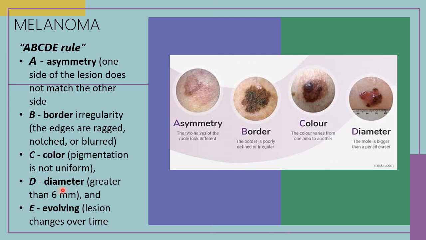The letter D is diameter. It's more than 6 millimeters wide, so it's bigger than a pencil eraser. Usually, your mole would only be as small as this pointer that I have, or even smaller. The E is what you call an evolving lesion. So, it changes over time with its size. It can grow bigger very fast. The shape changes. It can elevate, or the color may change. They may bleed, crust, itch, or become tender.